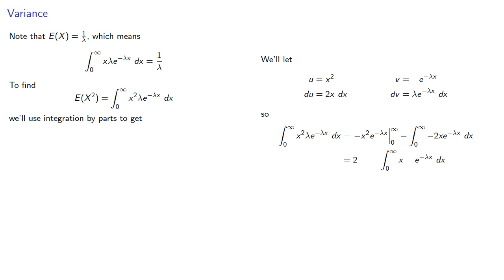And this looks an awful lot like our integral for the expected value. So we can get it to be the integral for the expected value if we put in a lambda, as long as we take out a lambda. And so we know the value of this integral is going to be 1 over lambda, and so that gives us the expected value of X squared, 2 over lambda squared.